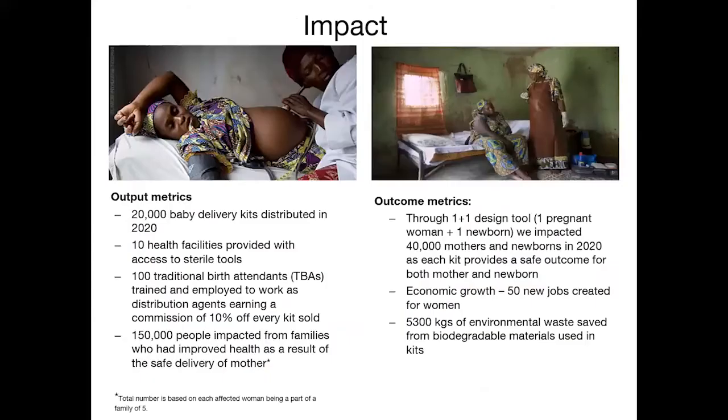The impact that we have currently is we have been able to distribute 20,000 baby delivery kits. We are currently working in 10 health facilities through our partnership with the Ministry of Health. We've been able to train 100 traditional birth attendants who also work as distribution agents, earning a commission on every kit that they sell. This has directly impacted 150 people from families as a result of improved health care because of safe delivery of a mother.